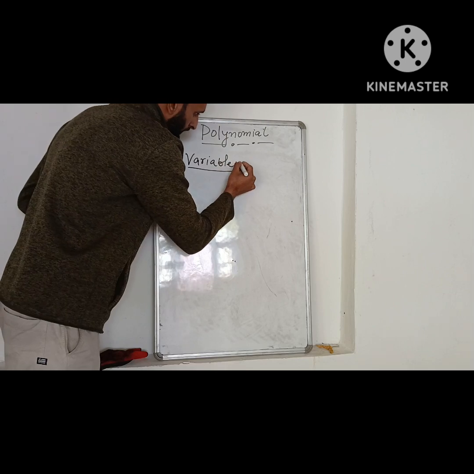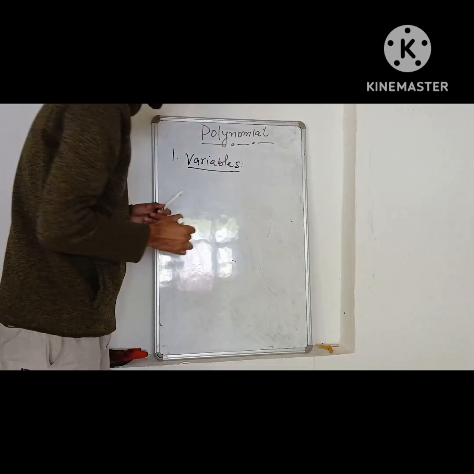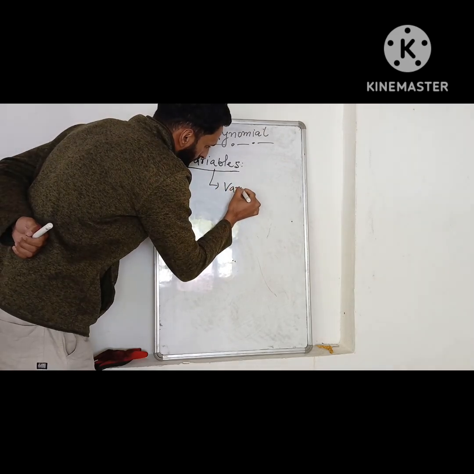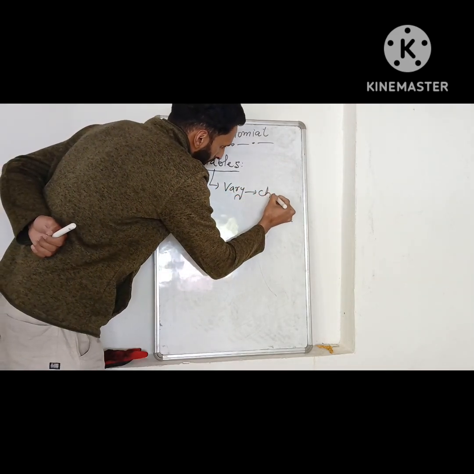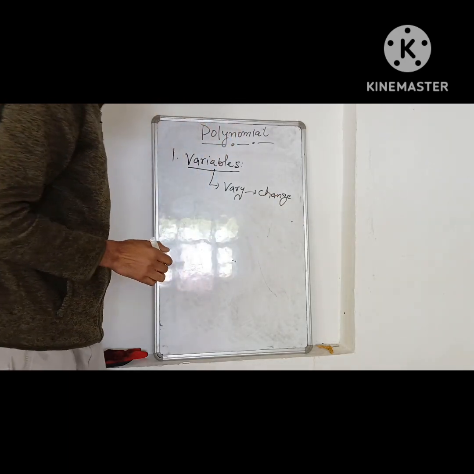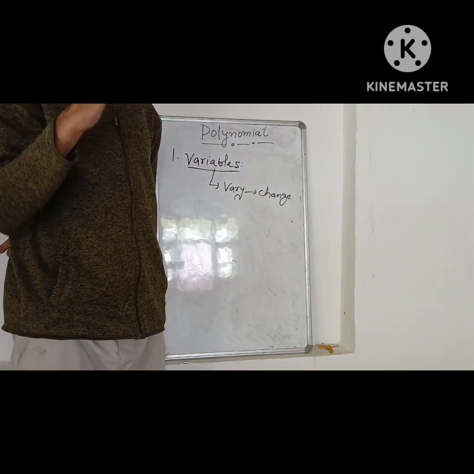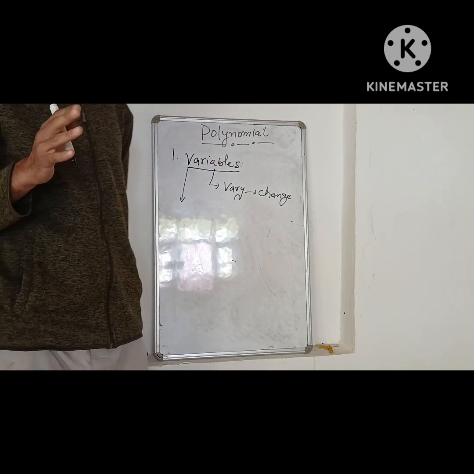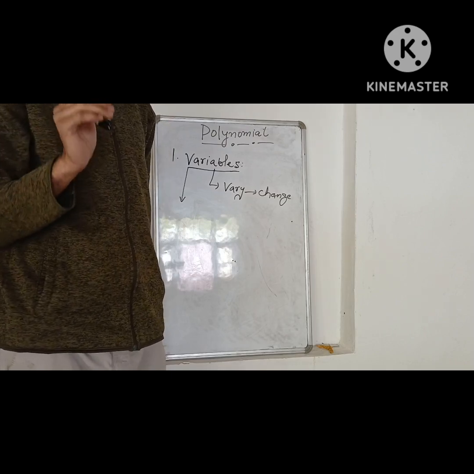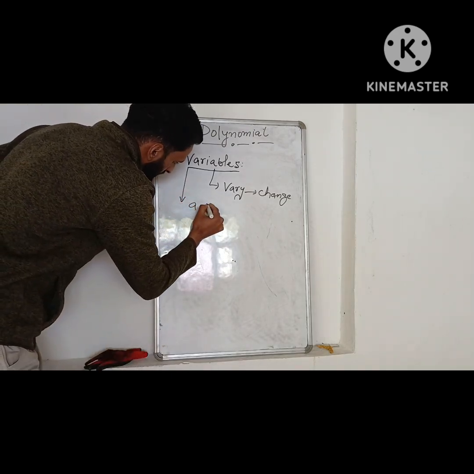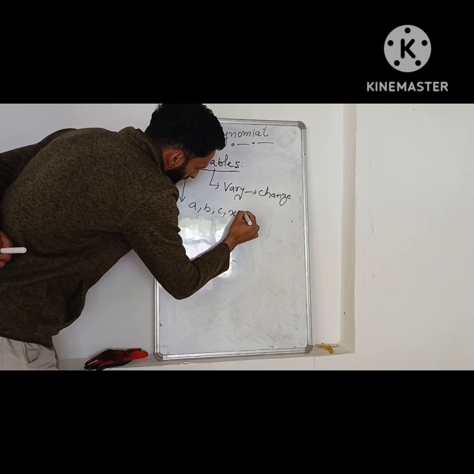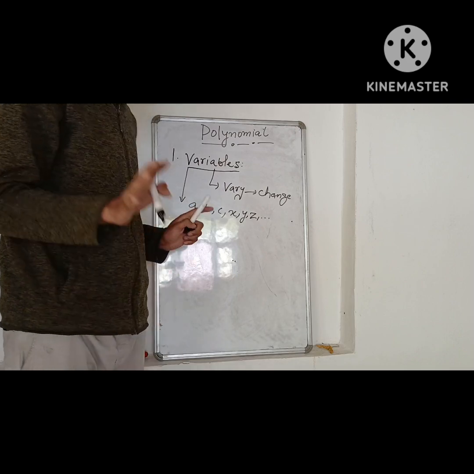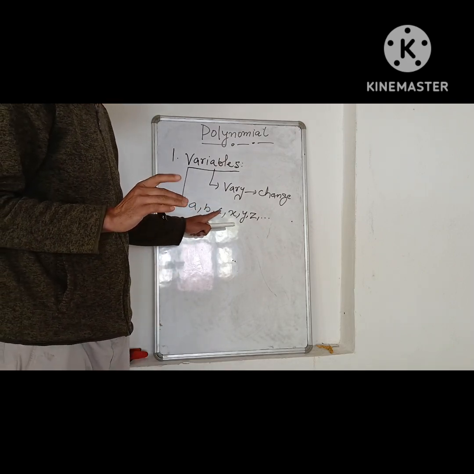We call them variables. Actually, this word variable is derived from the word vary, and vary means change. So variables are those that change with time, and we denote variables by small alphabet letters like a, b, c, x, y, z, and so on.